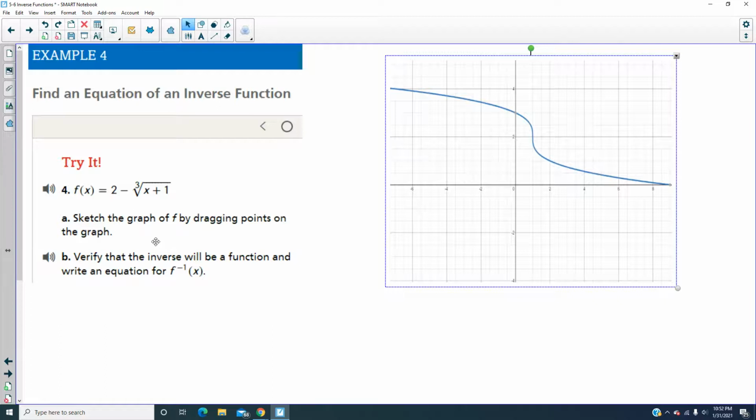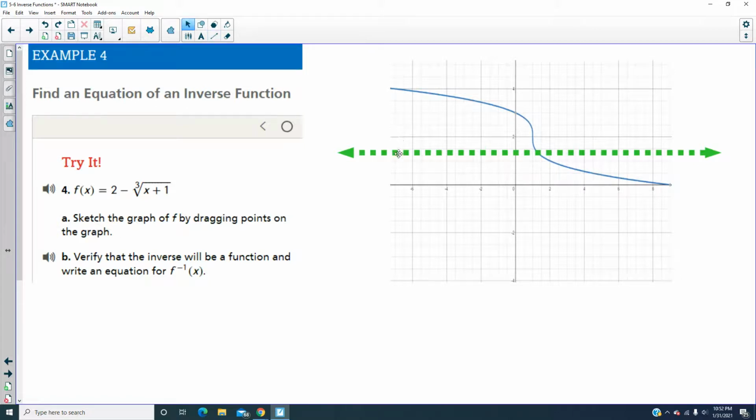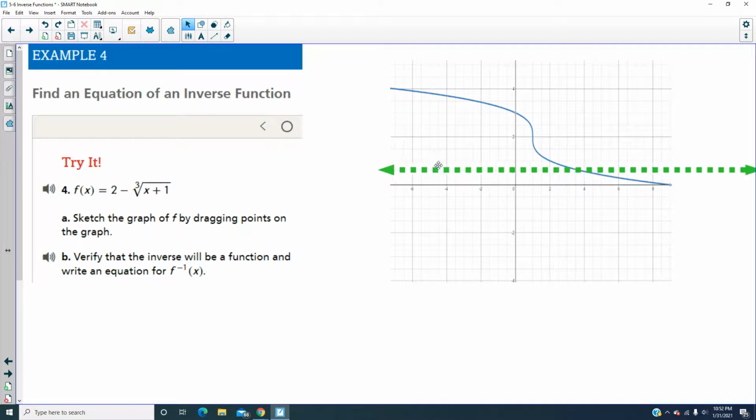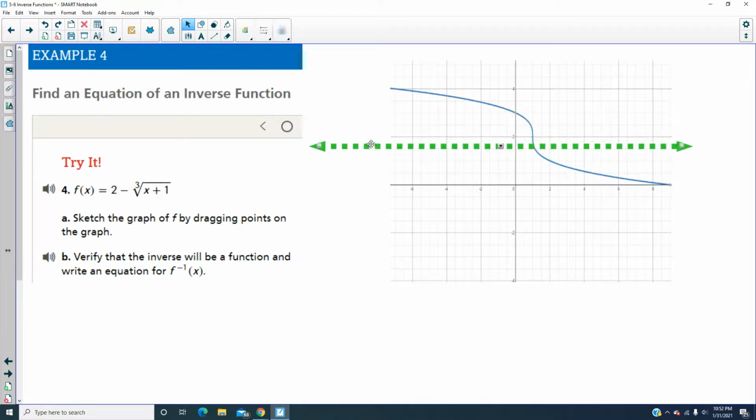Sketch the graph and then verify that the inverse will be a function. Well, if I were to draw a horizontal line through any part of this graph, I would see that the graph only hits the horizontal line one time at any point. So since this graph passes the horizontal line test, the inverse will also be a function.